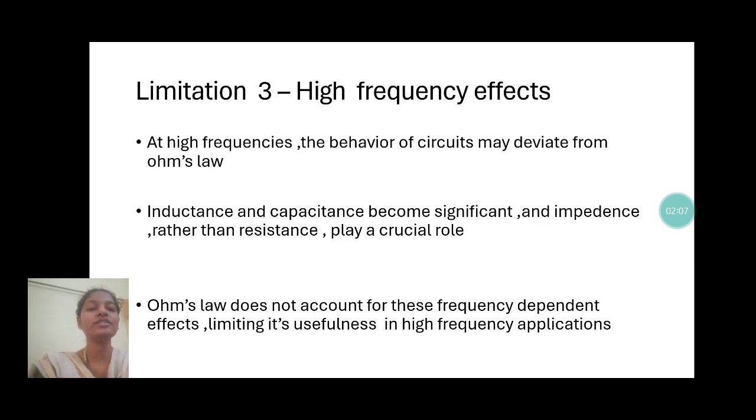The third limitation of Ohm's law is high frequency effects. At high frequencies, the behavior of circuits may deviate from Ohm's law. Inductance and capacitance become significant, and impedance rather than resistance plays a crucial role. Ohm's law does not account for these frequency dependent effects, limiting its usefulness in high frequency applications.